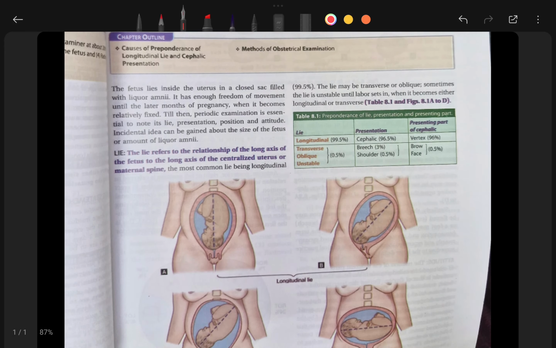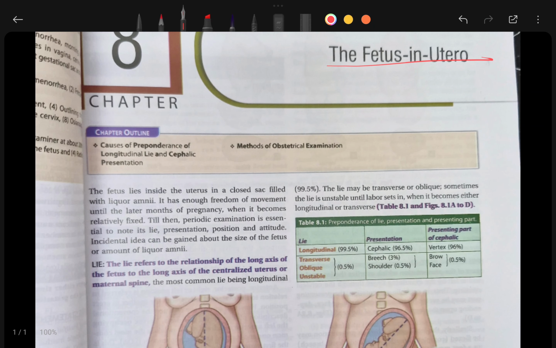The fetus in utero. This is the first part of the video. I'll be covering only one page in this. In this chapter, we'll be learning about the causes of longitudinal lie and cephalic presentation and methods of obstetric examination.